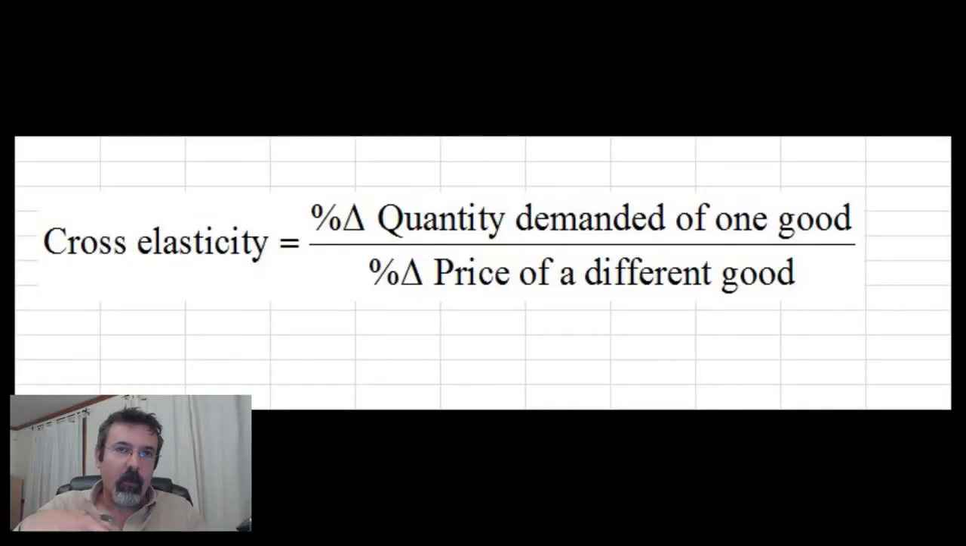The last elasticity we'll look at is the cross-elasticity. Also, you'll hear it referred to as the cross-elasticity of demand or the cross-price elasticity. You calculate this the same as the price elasticity. The difference is the quantity demanded is the quantity demanded of one good. The price is the price of a different good.